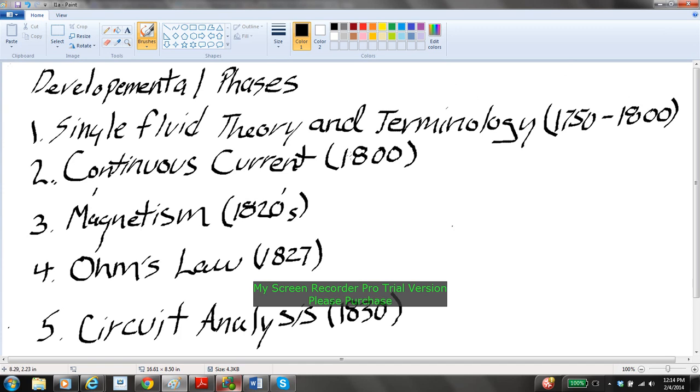And the fourth phase would be Ohm's law, which went largely unnoticed for almost 20 years. And then the fifth phase, circuit analysis. There's the hints of beginnings of it, the focus on it, but Ohm's law wasn't quite utilized for about 20 years later, within the 30s or 40s.